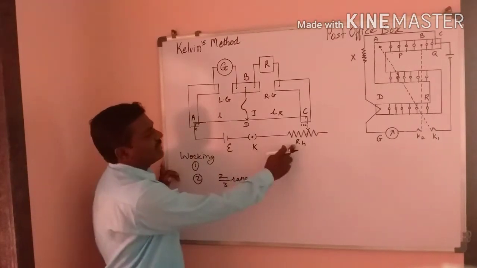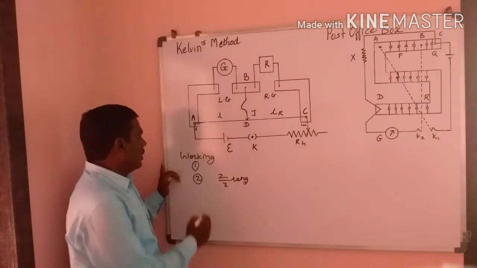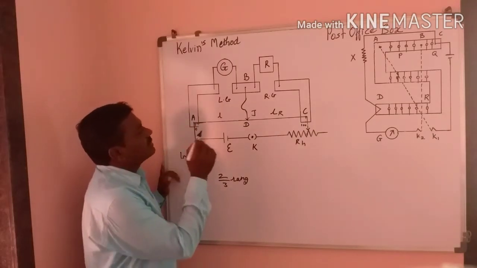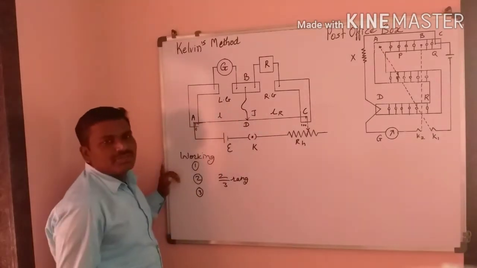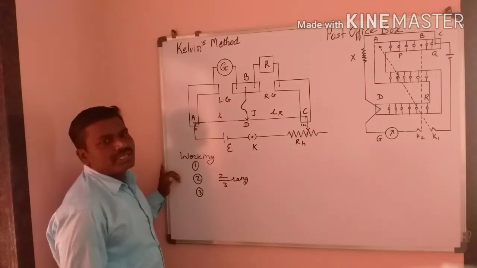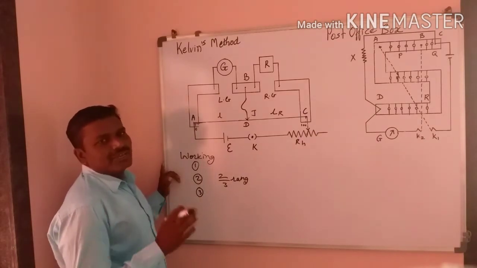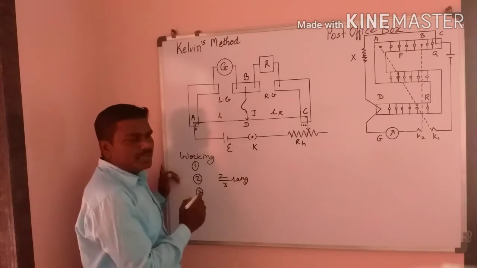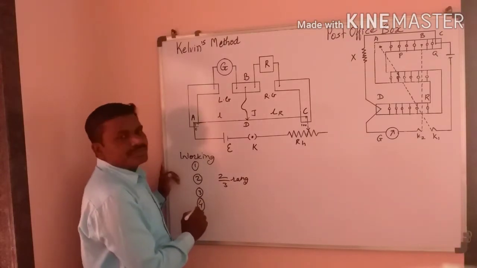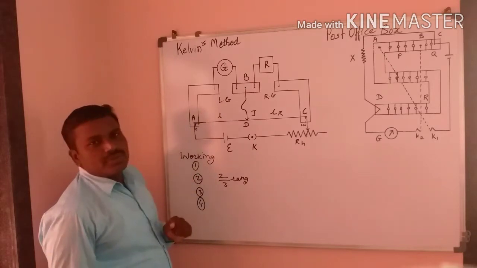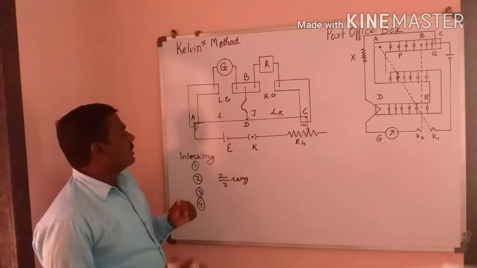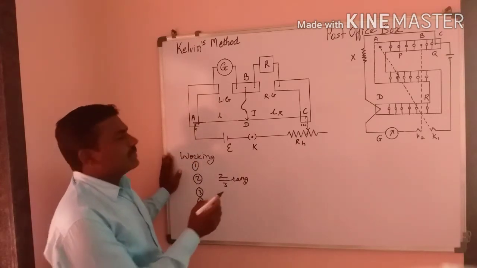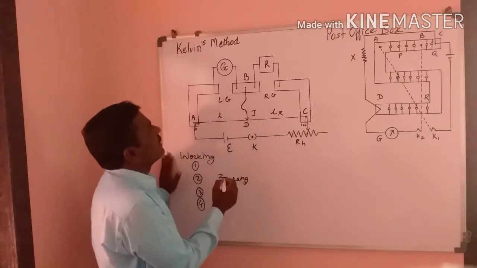We adjust that rheostat in such a way that, in the third point, we touch the jockey on the meter bridge in such a way that we get a null point on that meter bridge. Null point is nothing but there is no deflection in the galvanometer. In the fourth point of the working, we find out two points at which on the meter bridge we get a null deflection.